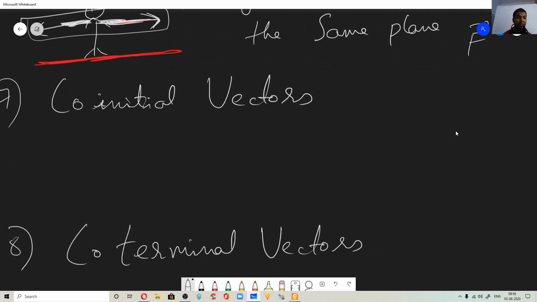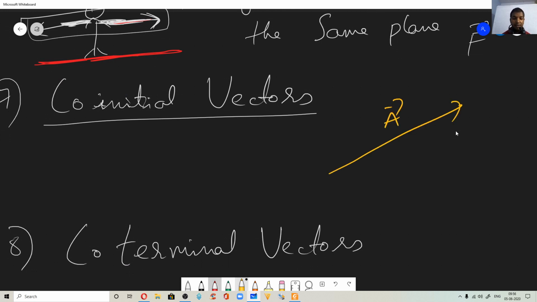Now coming to the next one, co-initial vectors. Co-initial vectors is really simple. Say you have two vectors, vector A and vector B. You can call these two vectors co-initial vectors if they have a common tail, that is their tails are meeting. If the tails are meeting, it appears that these two vectors are starting from the same point, just like the arrows are going away. So if they have a common tail, we call them co-initial vectors.